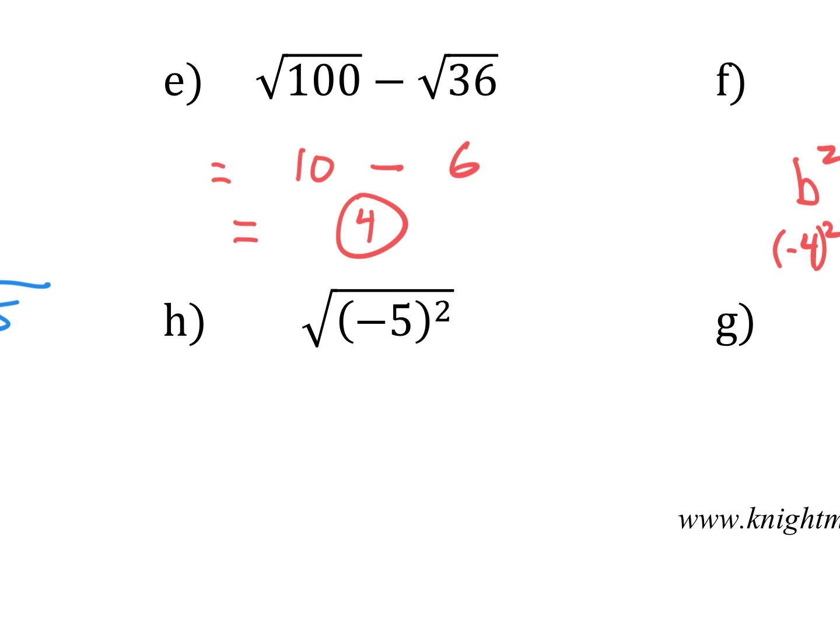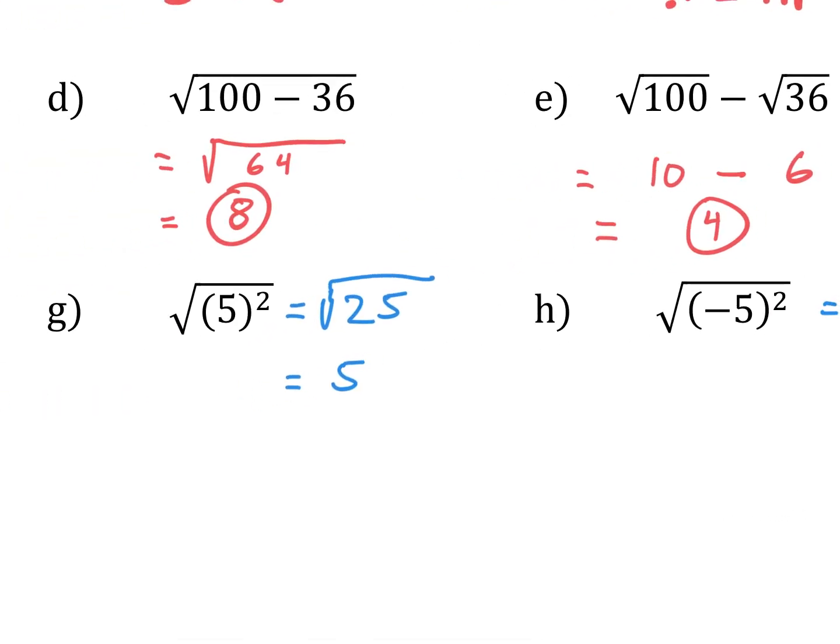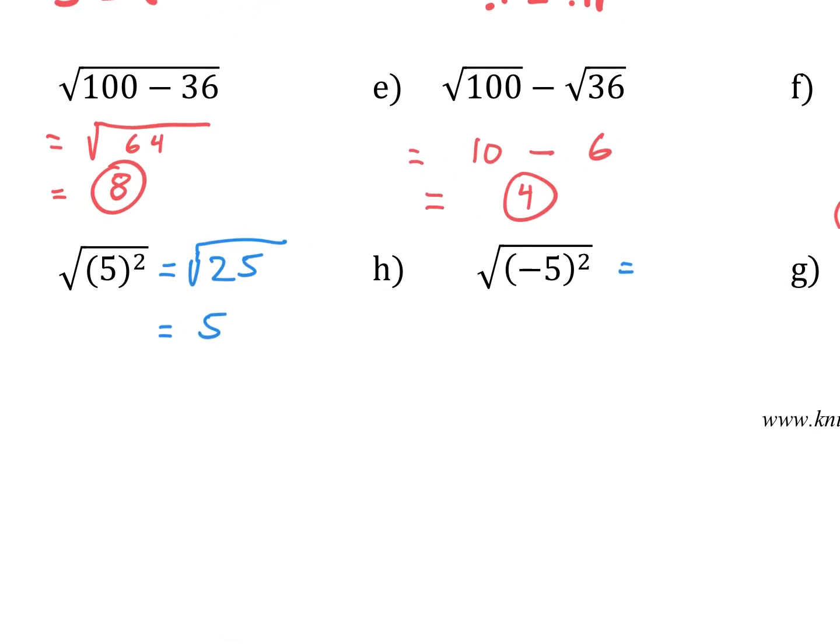How about the square root of negative 5 squared? Well, over here, the square root of 5 squared just kind of canceled and we got a 5. So I wonder, is this going to come out to be negative 5? Question mark. Well, let's find out. When I square negative 5, negative 5 times negative 5, and that's what negative 5 squared means, it is positive 25.